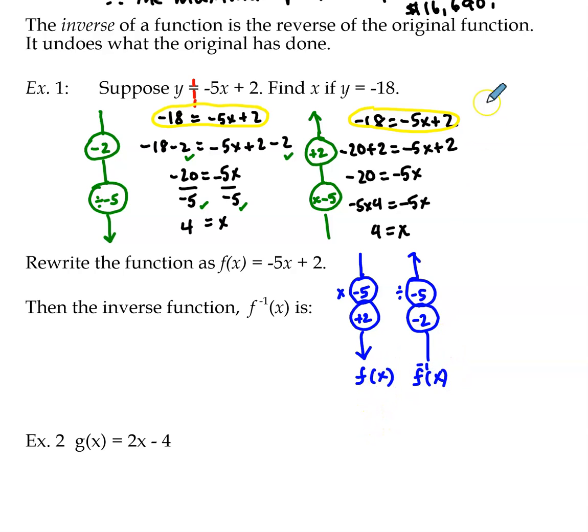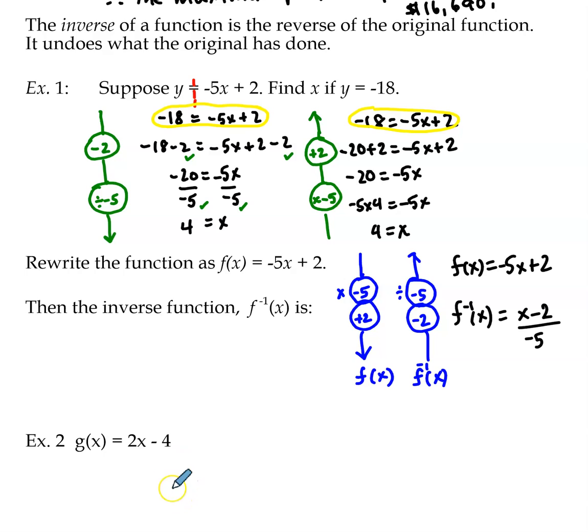And that means that I would write my function as f at x equals negative 5x plus 2, while my inverse function would be x minus 2 divided by negative 5.